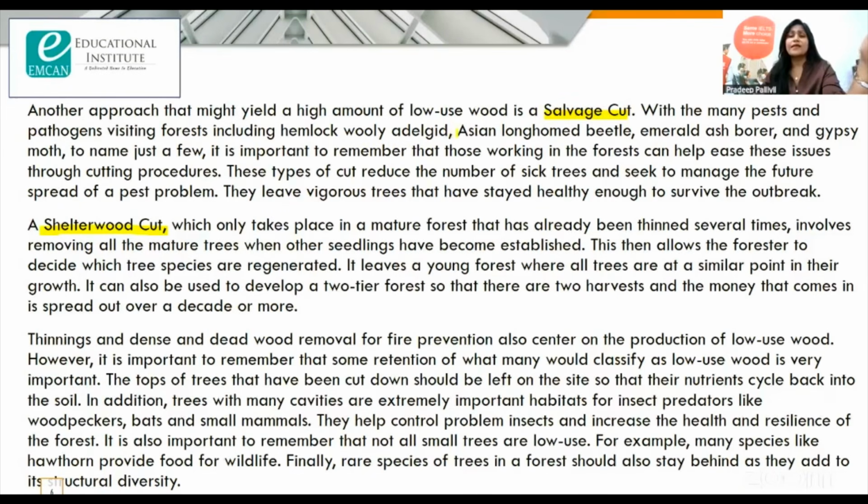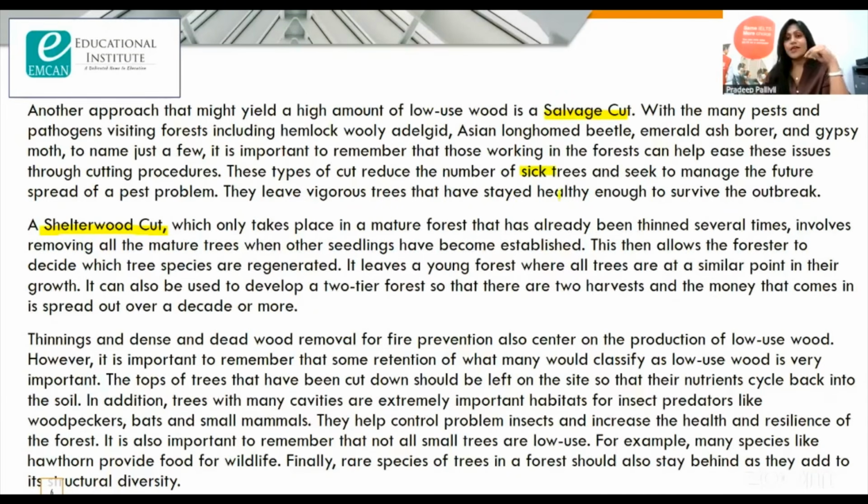Here these are the names of insects, so you don't need to read them. Just avoid it. To name just a few, it is important to remember that those working in the forests can help ease these issues through cutting procedures. These types of cut reduce the number of sick trees.